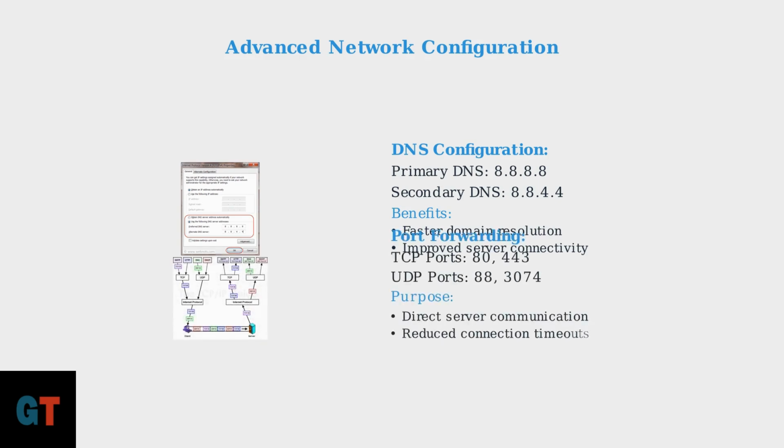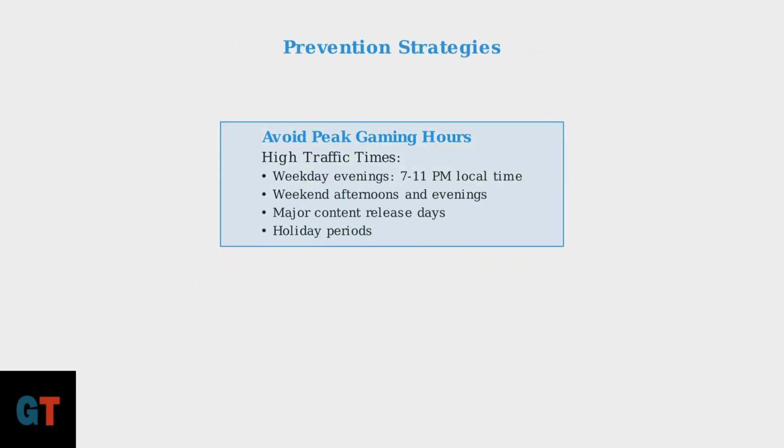Port forwarding ensures that NBA 2K's network traffic can communicate freely with game servers. The required ports are TCP 80 and 443 for web traffic, and UDP 88 and 3074 for Xbox Live and game data. Prevention is more effective than troubleshooting after problems occur.